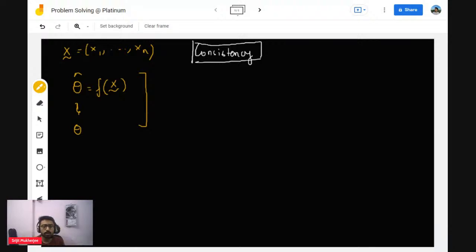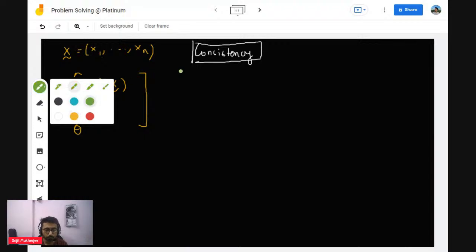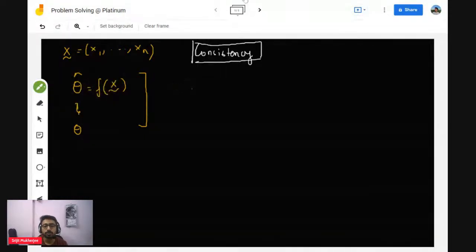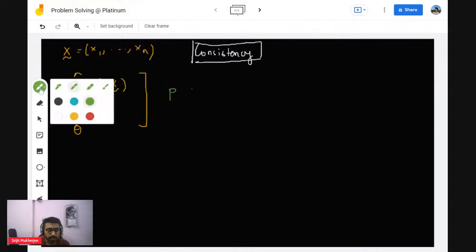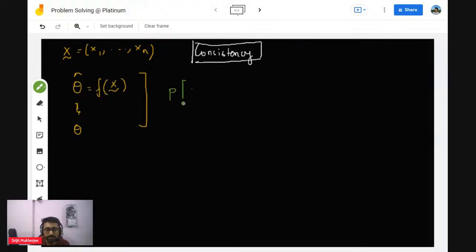Coming back to the ideas we are discussing, we need to show that theta hat is close to theta. How do we measure that? We measure that in a probability, stochastic framework, where we say that the probability of the absolute value of theta hat minus theta being greater than epsilon is going to 0 or 1?